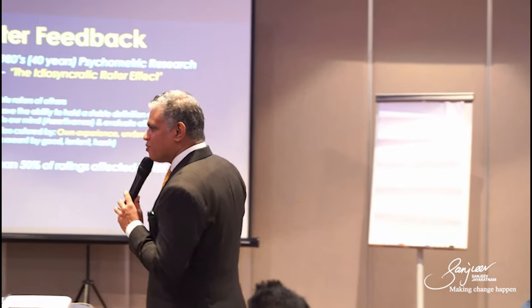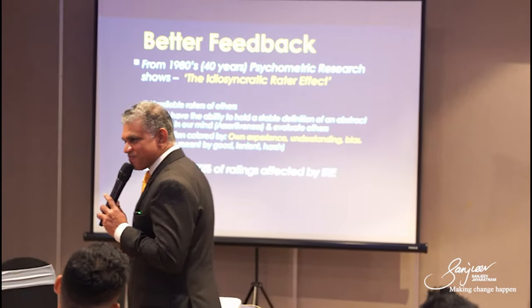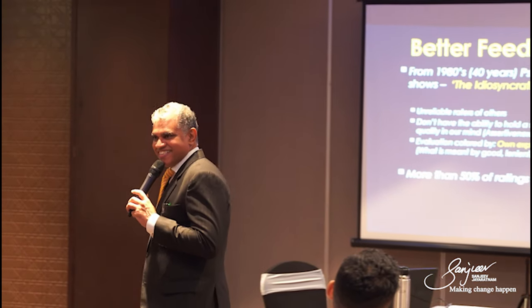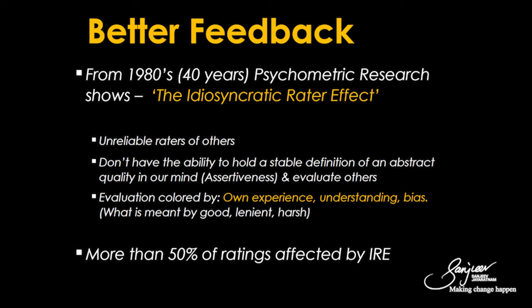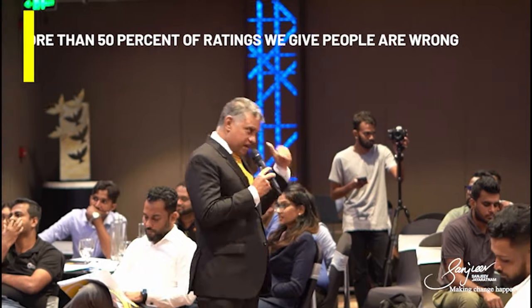So, for example, what is meant by good? What is lenient? What is harsh? What is arrogant? It's only what I think it is, isn't it? Doesn't this throw a lot of things on its head? How on earth do we do this now? But don't worry, there's a solution. And more than 50% of the ratings we give people are affected by the idiosyncratic rater effect. So what is that saying? More than 50% of the ratings we give people are wrong.